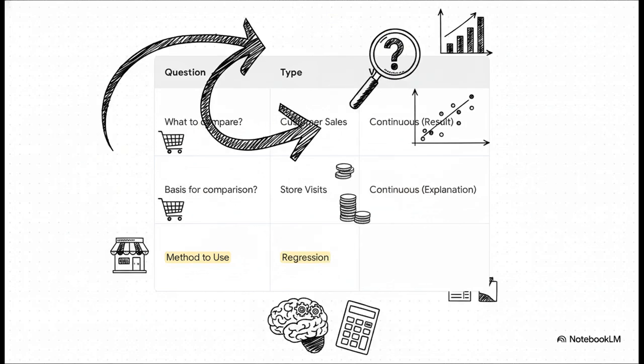Okay, let's switch it up. What if you want to know if visiting the store more often leads to higher sales? Our result, sales, is still continuous. But now our explanation, the number of store visits, is also a continuous number. So we check our table again. Continuous result explained by a continuous cause. And that leads us straight to regression.